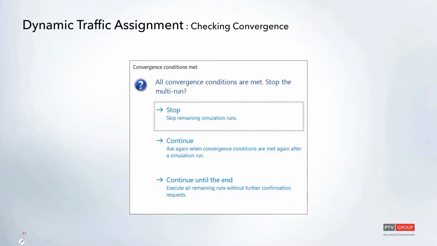And then once the simulation has met the convergence criteria that you have set up, you can set up just a little selection box to ask you what you want to do next once that convergence has been reached. So you can either choose to just stop the simulation, or you can choose to continue and try to meet convergence again, or continue until the end and you finished out all your runs.